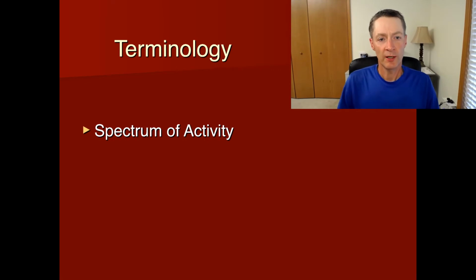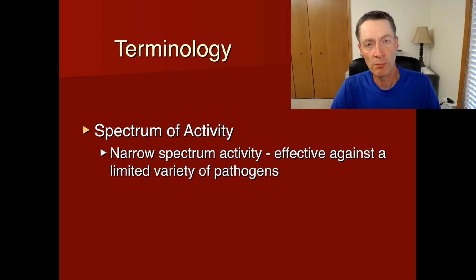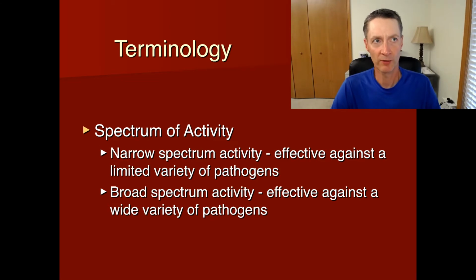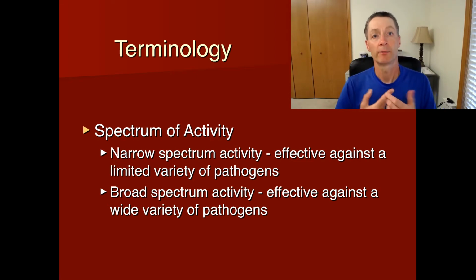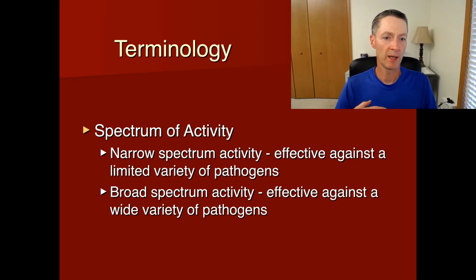All right, we need to concern ourselves with spectrum, the spectrum of activity that a drug has or is capable of. So here we'd be talking about narrow spectrum versus broad spectrum activity of a drug. If a drug has a narrow spectrum, it will be effective against a limited variety of pathogens. So let's say we're just talking about bacteria. We could classify bacteria by doing a gram stain, right? So let's say we do a gram stain. Is it gram positive? Is it gram negative? We've got a few, right, that might not even have a wall.